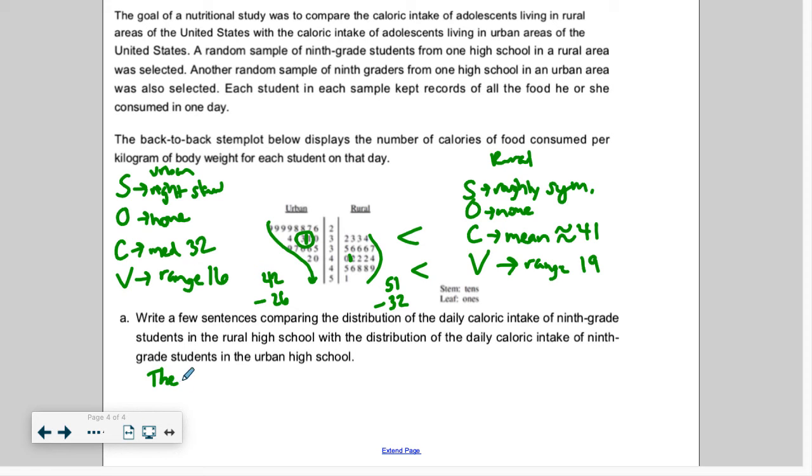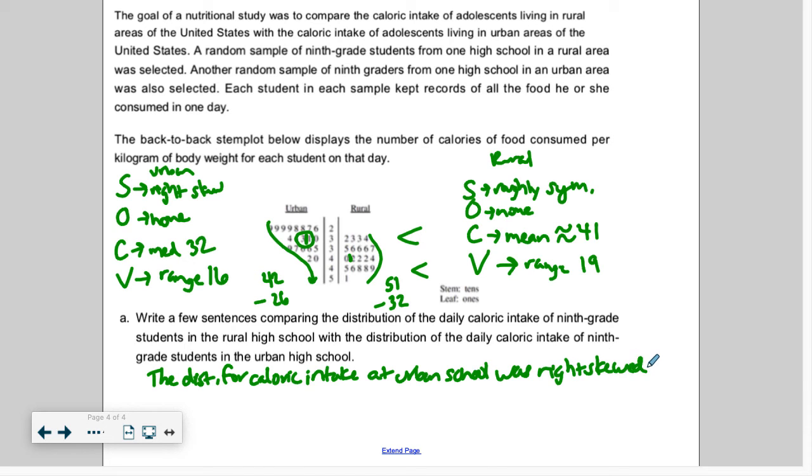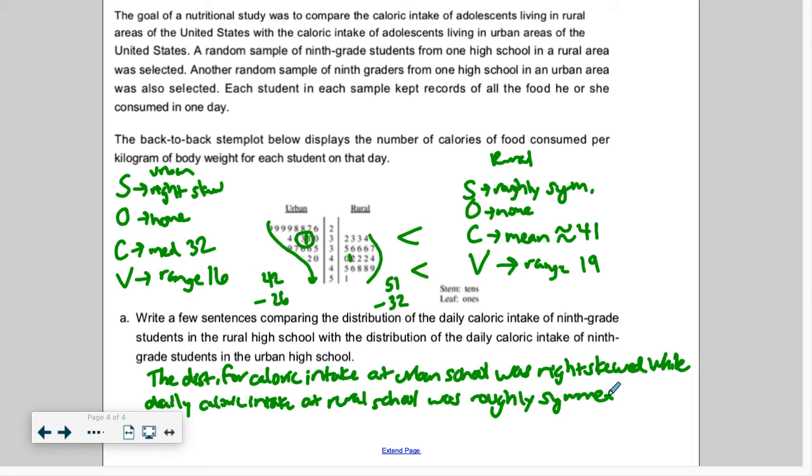So the distribution for caloric intake at urban school was right skewed, while daily caloric intake at rural school was roughly symmetric. All right, so I addressed the shape for both of them and I addressed the context in my first sentence.